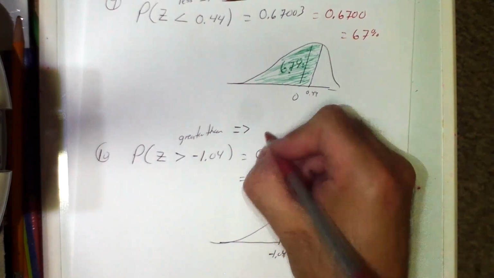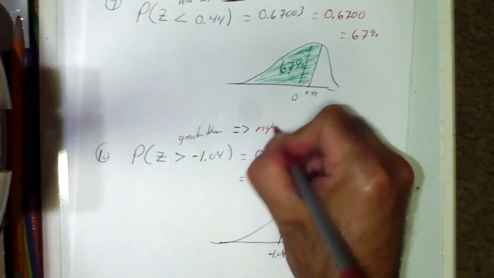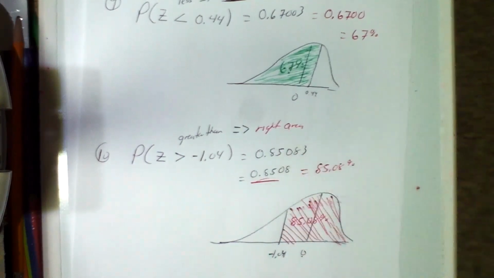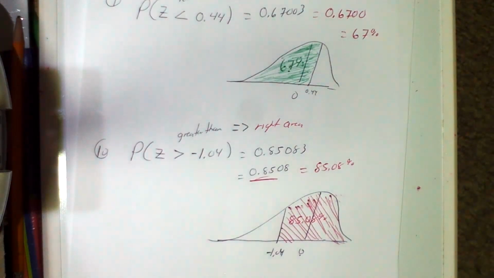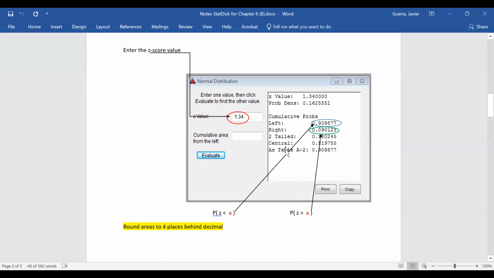So greater than means right area. Less is left, greater than is right. In my notes on StatDisk that I provided so you can make copies, it has it there too. Look, I have little arrows. If you have P, probability of Z less than A, you look at the left area. If it's greater than, it's the right. And it even tells you where to round it. So, just letting you know, in case you forget.